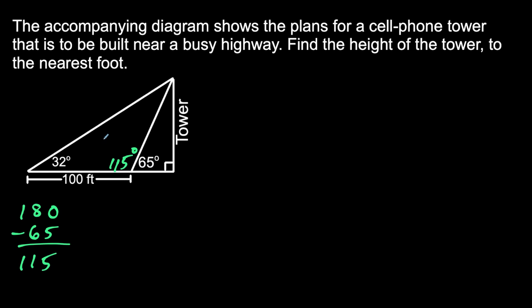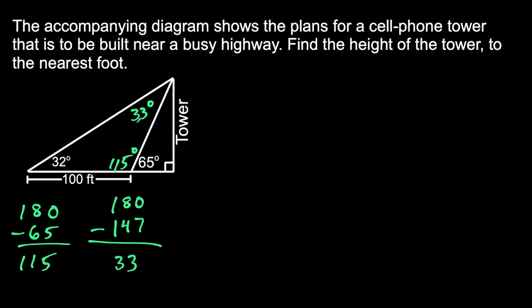And now what we could do with this information, now that we know the measure of this angle and this angle, we could find the measure of this angle up top in this triangle here. So we're just going to add 115 plus 32, and that's going to give us 147. And that we're going to subtract from 180. And that's going to tell us the measure of that missing angle. And this is going to work out to 33, so we'll write it with the units here. This missing angle is 33 degrees.